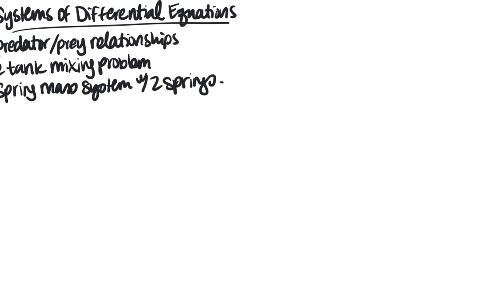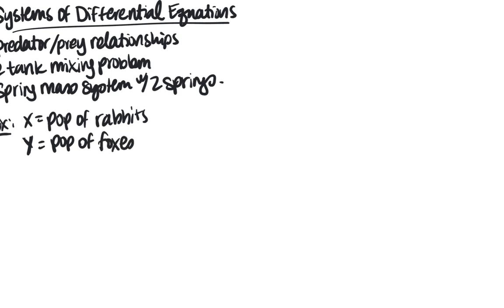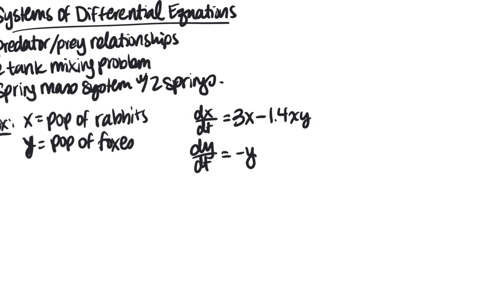Let's say that x is equal to the population of rabbits. And let's say y is equal to the population of foxes. Okay. And so we have dx/dt equals 3x minus 1.4xy. And dy/dt is equal to negative y plus 0.8xy. So what sense can we make of this?